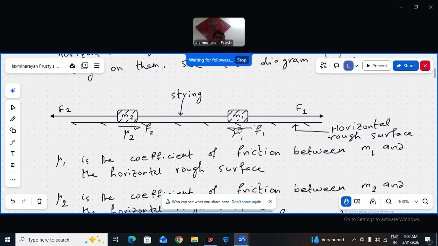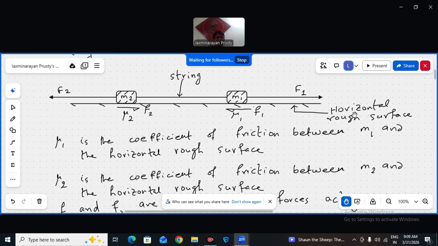Mu1 is the coefficient of friction between block M1 and the floor. Mu2 is the coefficient of friction between M2 and the floor. They are different coefficients of friction. Maybe the surfaces of the two blocks are different from each other. This is the horizontal rough surface, F1 acting horizontally on block 1, that is M1, and F2 is acting on block 2, that is mass M2, also horizontally, as you see.